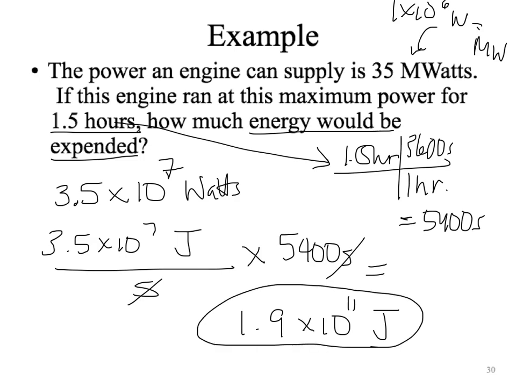So just take the watts, change them into joules per second, multiply by however many seconds you're talking about, they'll cancel, and you'll be left with joules, or energy. And I think that's it.